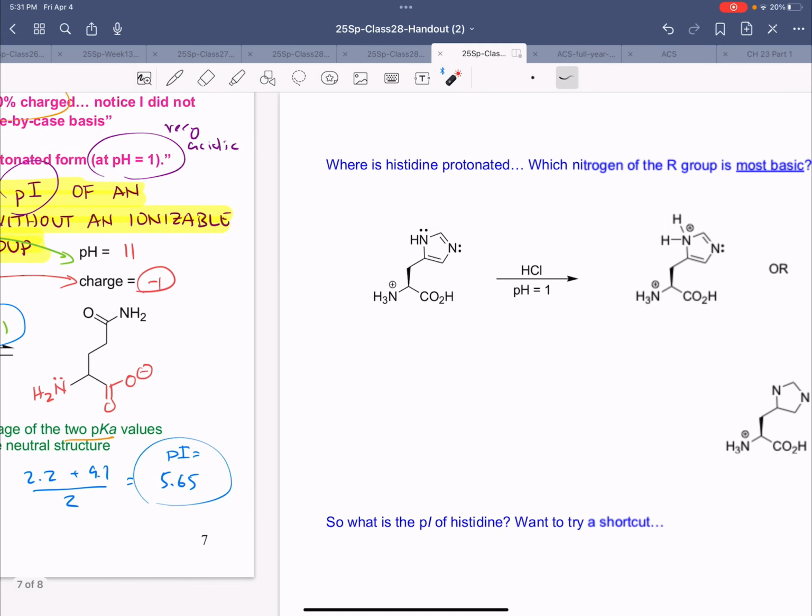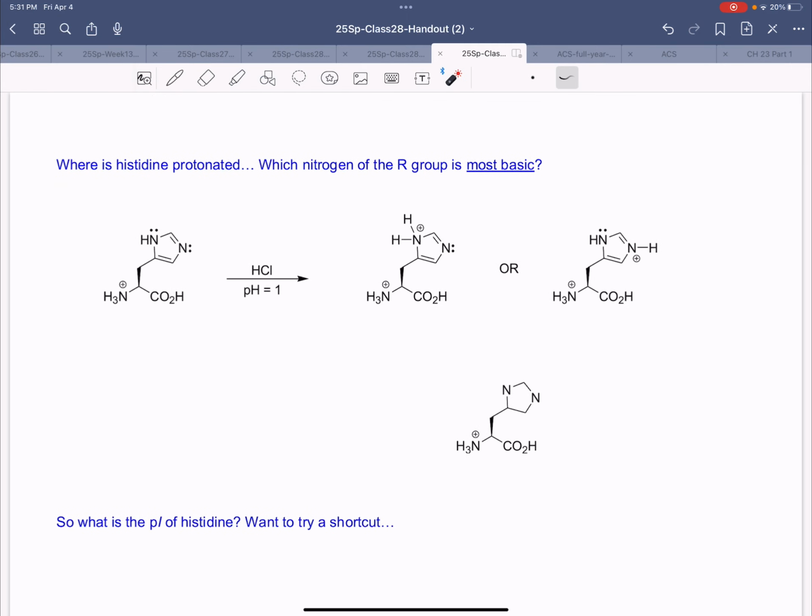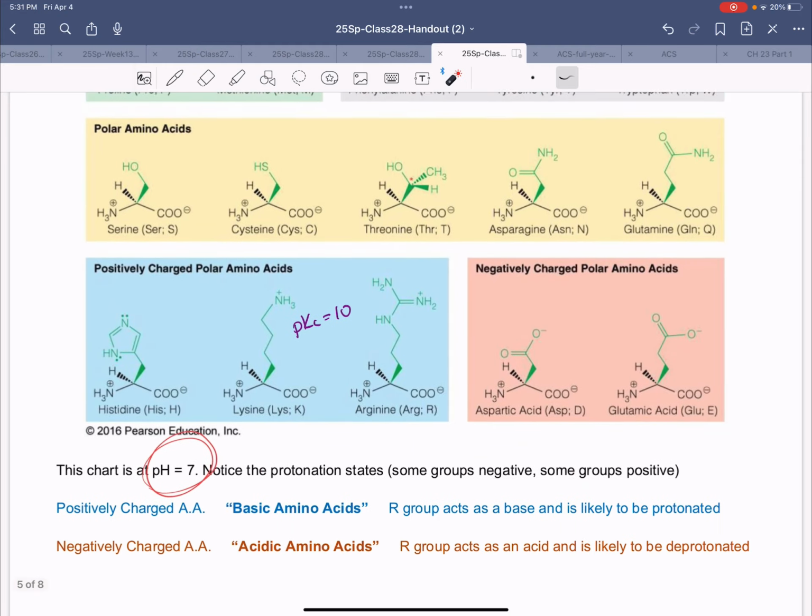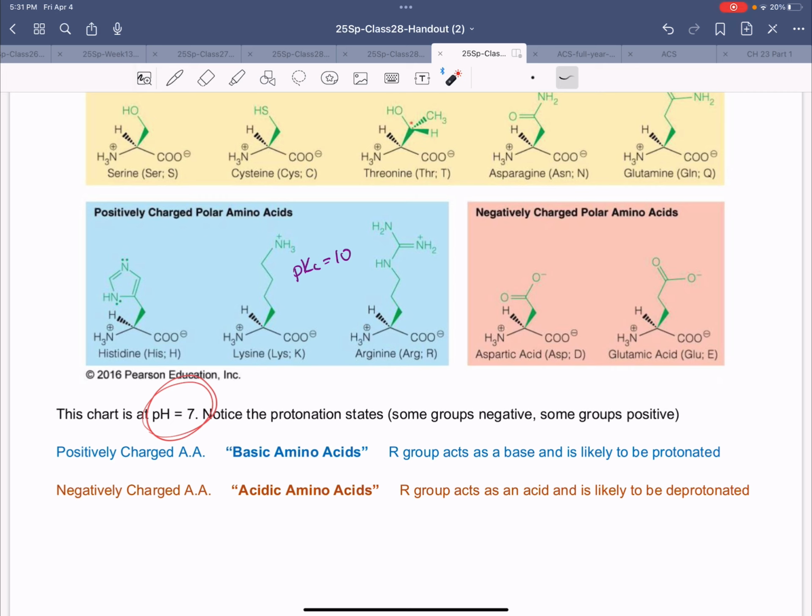The next one, as a preview, is histidine. Histidine is tricky. Why is histidine tricky? Because at pH 7, look what histidine is doing. There is no charge. I thought these were supposed to be the basic amino acids. I thought they were all supposed to be positive. Well, at pH 7, it's not acidic enough to protonate the nitrogens yet. The pKa is, I think, around 6, or is 6 exactly. So we've got to get it a little more acidic to get it protonated.